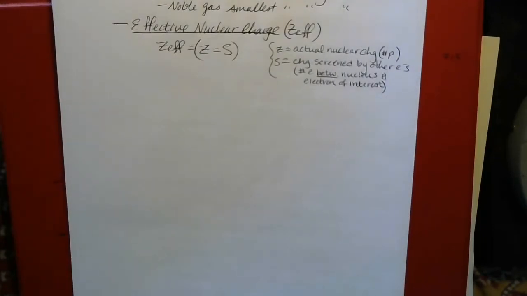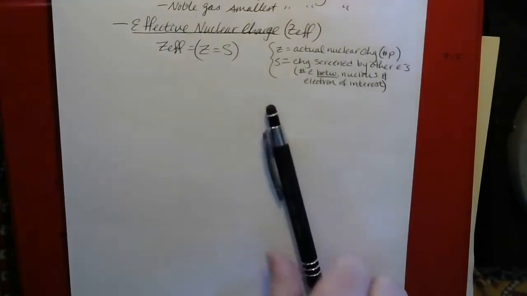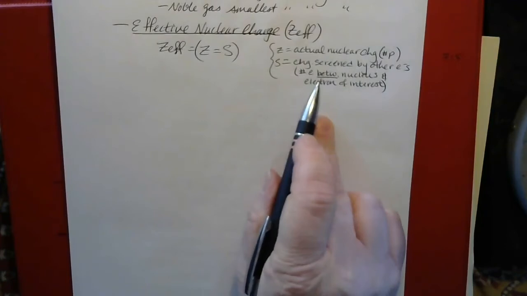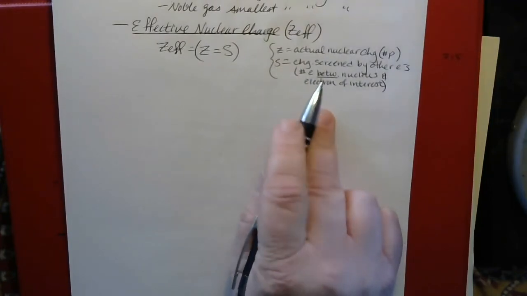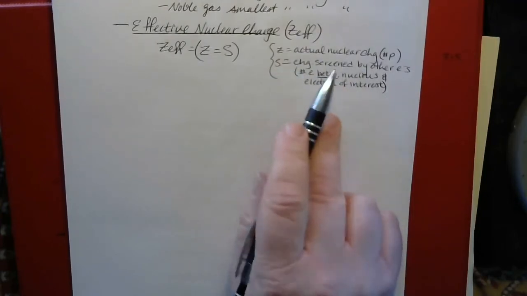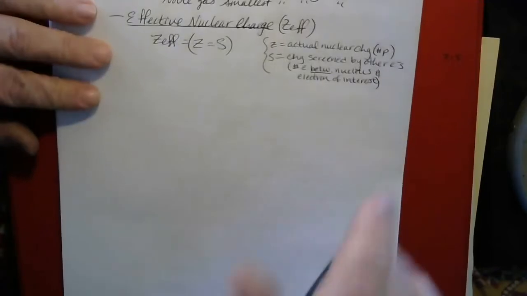That does not include any electrons in the same shell as the electron of interest. If the electron of interest is a valence electron, as it will be in most cases, then the number of electrons between that and the nucleus would just be the number of core electrons. So in most cases, S will be the number of core electrons, which is just all of the electrons except the valence electrons.